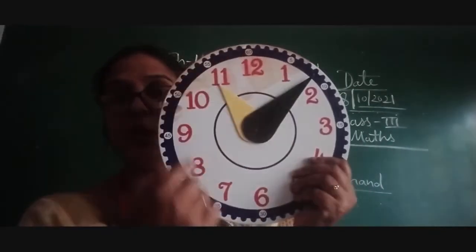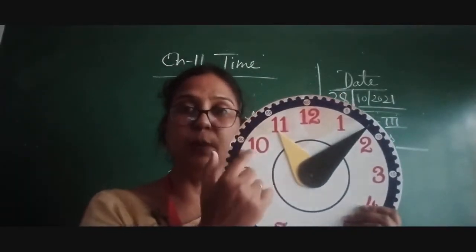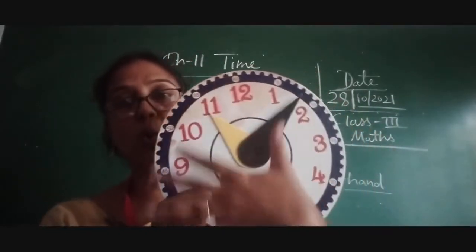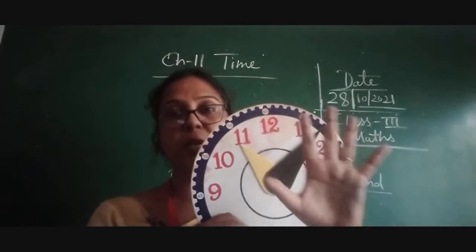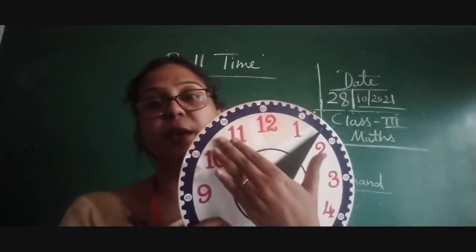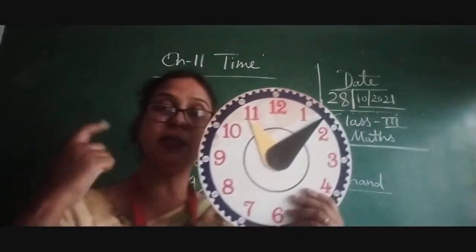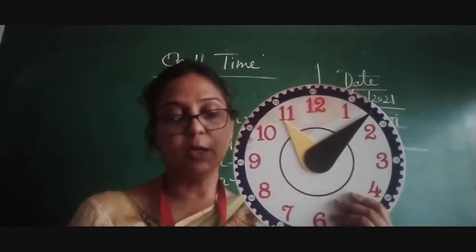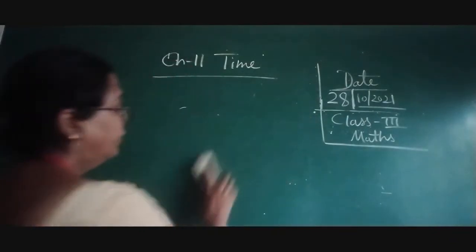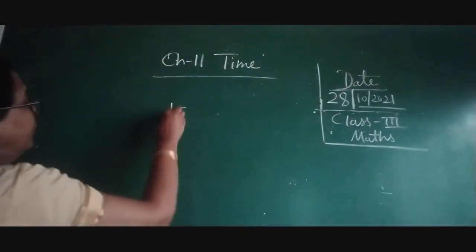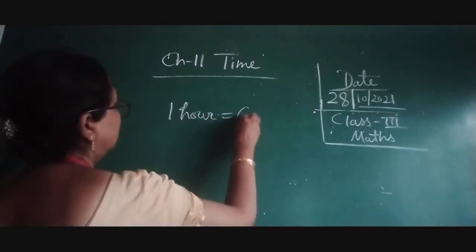It means whatever 5 subdivisions are there in between the two numbers, the total clock or dial is divided into 60 minutes. There are 5 minutes, 5 minutes, 5 minutes, 5 minutes, and the total is 60 minutes. So the total of 60 minutes is called 1 hour. Okay children, so I am going to write over here: 1 hour is equal to 60 minutes.